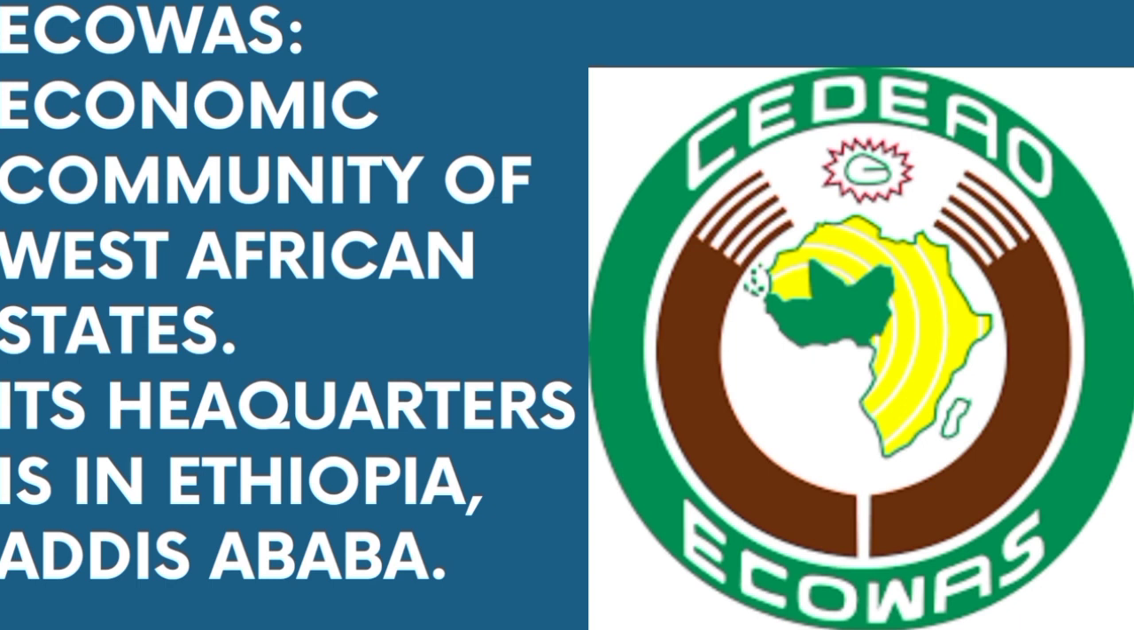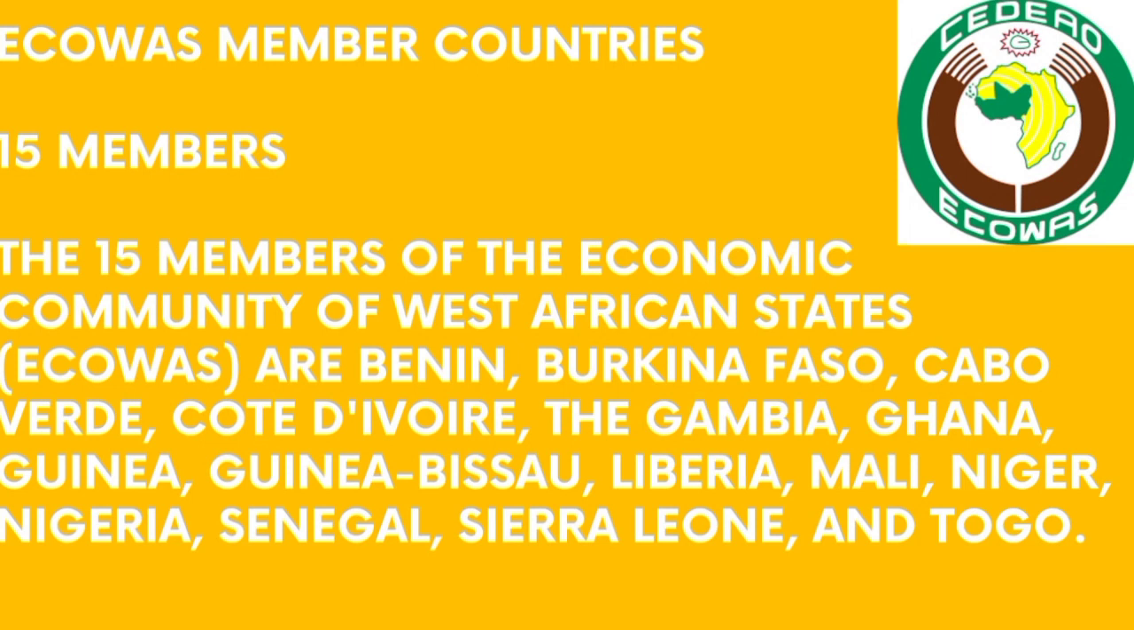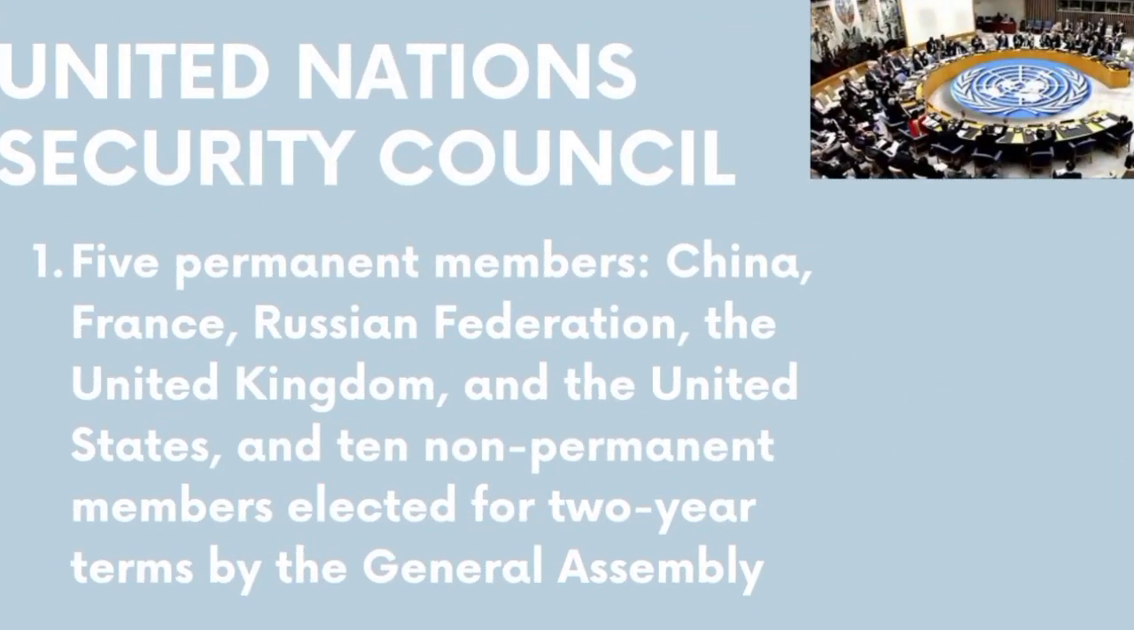ECOWAS means the Economic Community of West African States. Its headquarters is in Ethiopia, Addis Ababa. ECOWAS is made up of countries that are in the western region of Africa. Now they have 15 member states. 15 member states make up ECOWAS. Nigeria is one of the members of ECOWAS. You have Benin, Burkina Faso. You have Cape Verde. You have Cote d'Ivoire, the Gambia, Ghana.